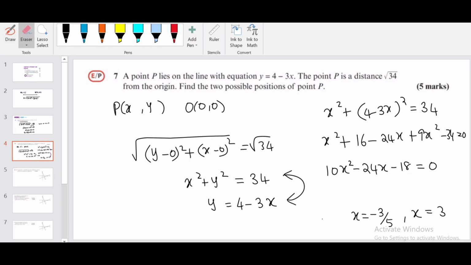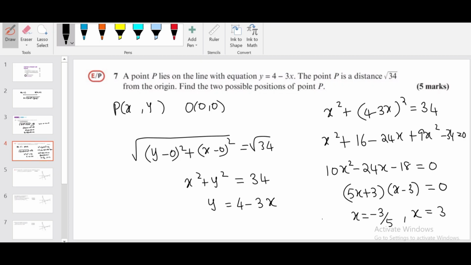So what I'm going to do here, I'm going to write it as 5x plus 3 using the first value, x minus 3 using the second value, is equal to 0. 5x times x is 5x square, not 10x square, you can just put a 2 outside. So we got 2 x values, substitute them here, you'll get the 2 corresponding y values.